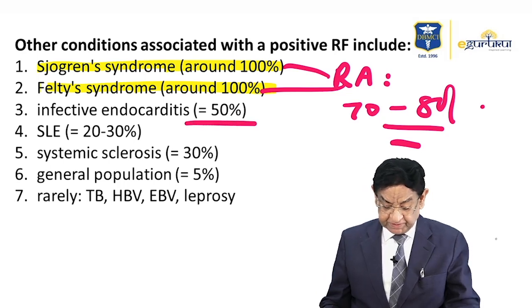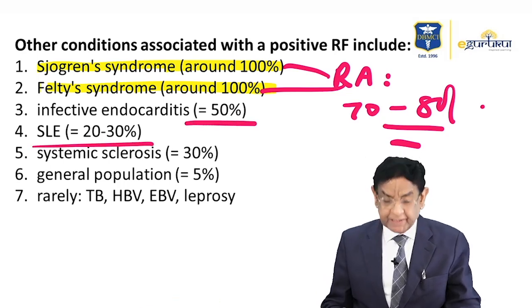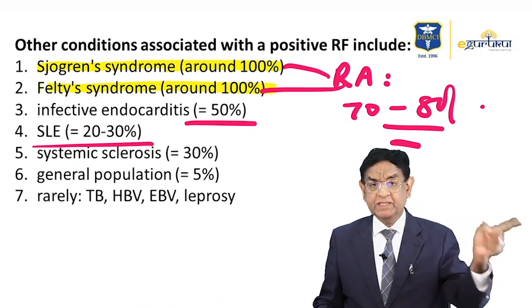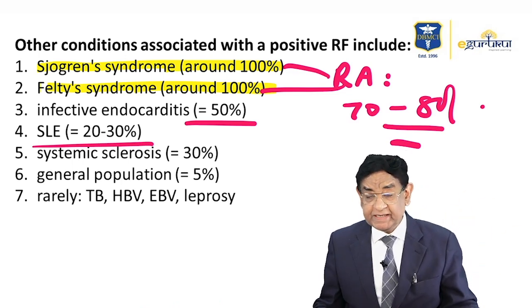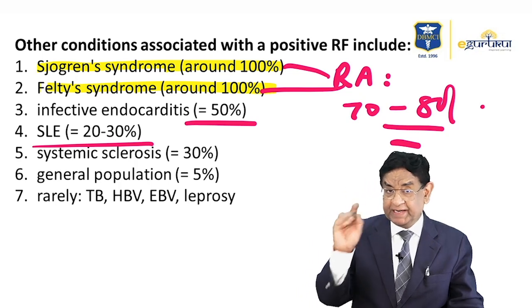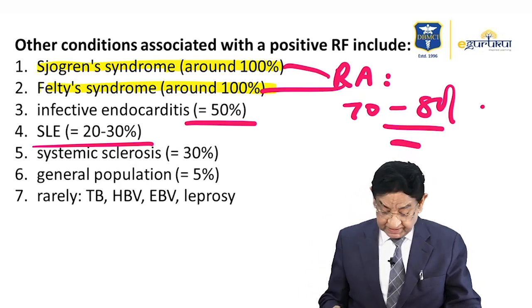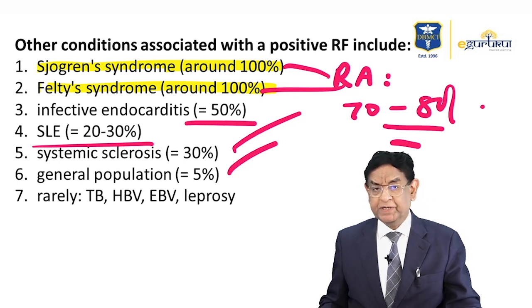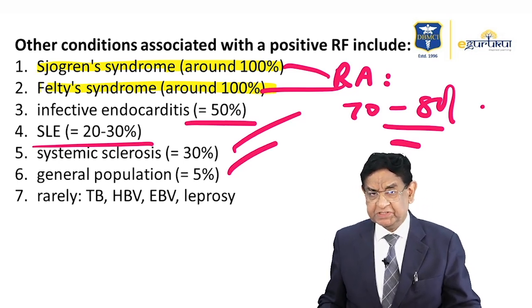Endocarditis 50%. SLE 20 to 30%. In the question, what they asked you was 80%. It is there, but not in 80, 20 to 30%. Systemic sclerosis again 30%. General population, the point I mentioned in the discussion, 5%.